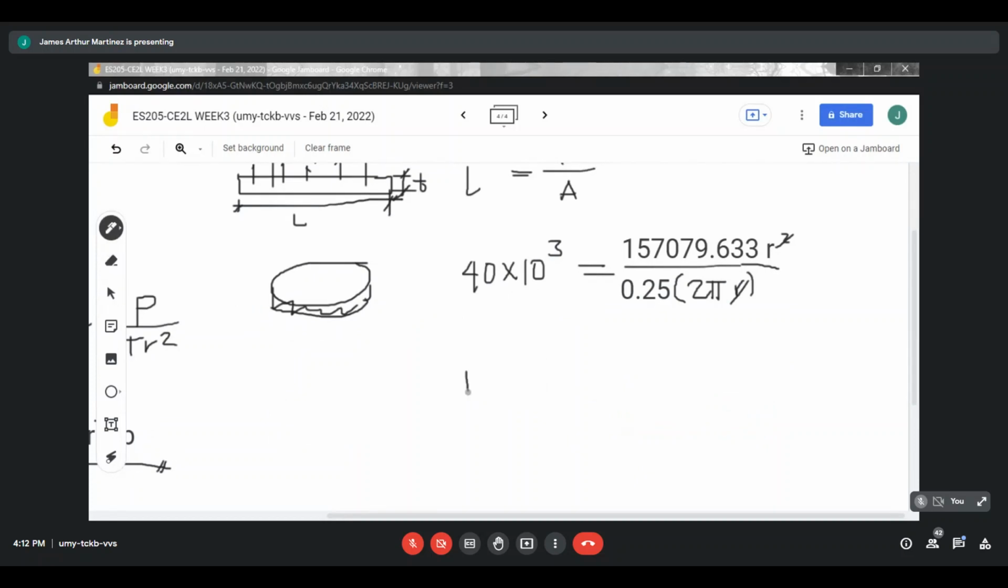Therefore, makuha na to, no, ato ang value for r or ang iyahang radius. And how much is this? You have 40 times 10 to the power of 3 times 0.25 times 2 pi all over 157,079.633. So radius is equal to 0.40 inches, no? Or the diameter is equal to 0.80 inches.